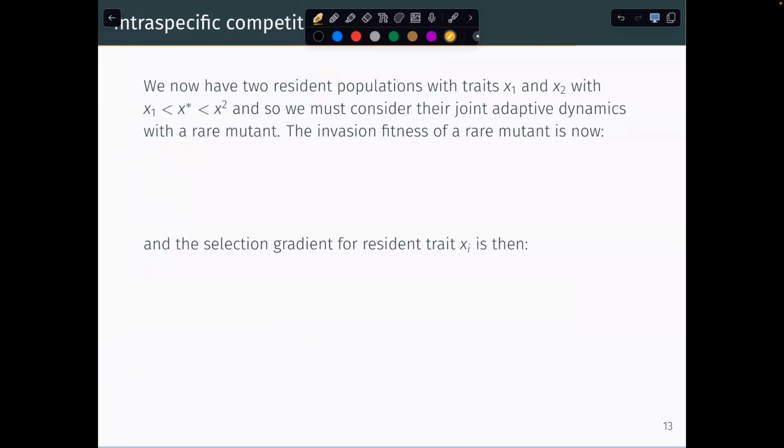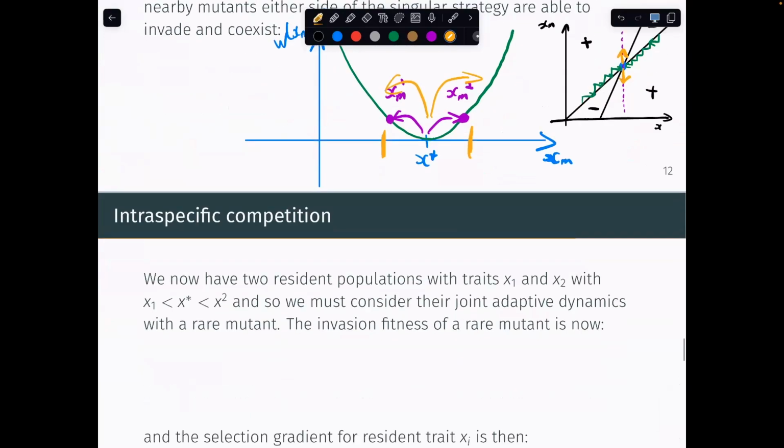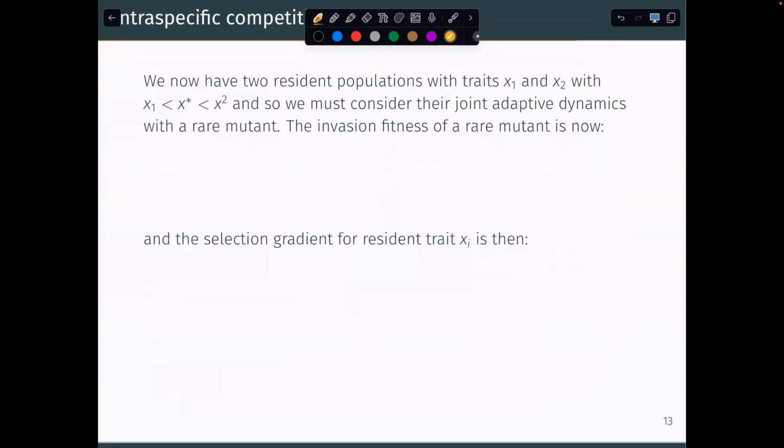So at this point now, if you think about it, we've got two resident strains because we've got something going on this side and something going on this side. So now if we want to look at what happens to a rare mutant, we need to think about, is the rare mutant over here or is it over here? So after they've branched, what happens? Well, we need to think about the resident dynamics of these two strains, X1 and X2, and then is a mutant over here or is a mutant over here? So we can write down an equation for invasion fitness in terms of invasion fitness for a mutant at resident trait 1 or resident trait 2.